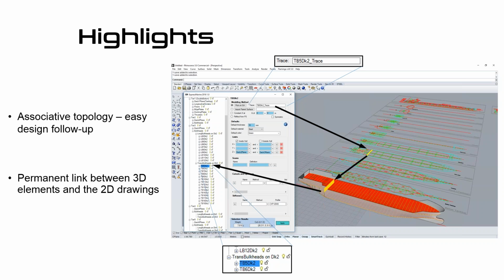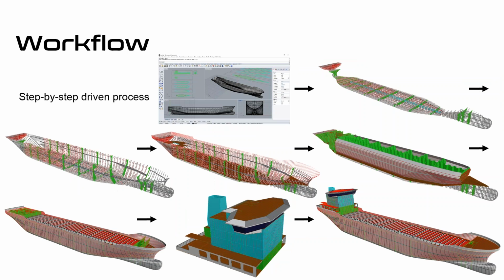In addition, there's a link between the 3D object and the 2D representation on the drawing, which is also associative. This means that if you move a bulkhead on the 2D drawing, the 3D object in the 3D model also follows.